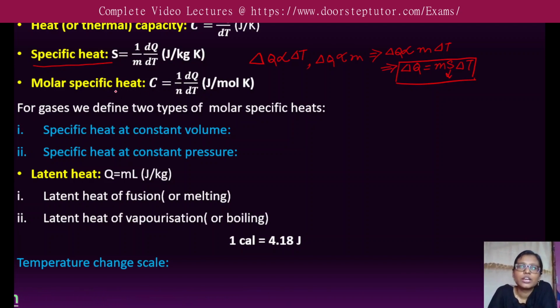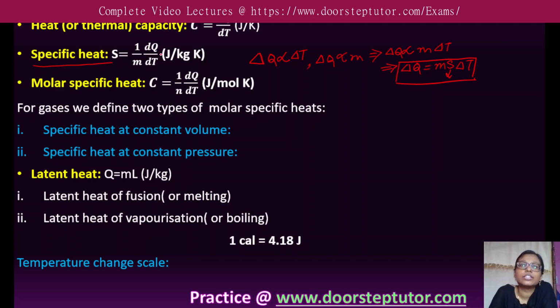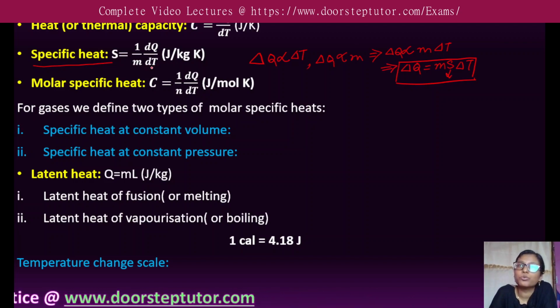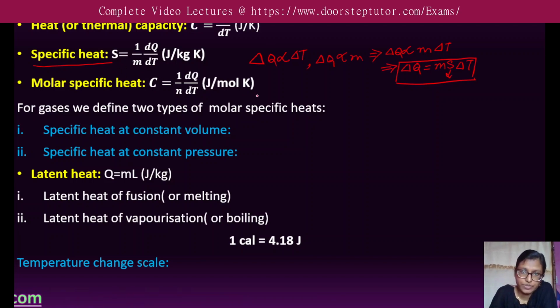Next, we can define specific heat from this expression as the amount of heat required to increase the temperature of unit mass of substance by 1 degree Celsius or 1 Kelvin.